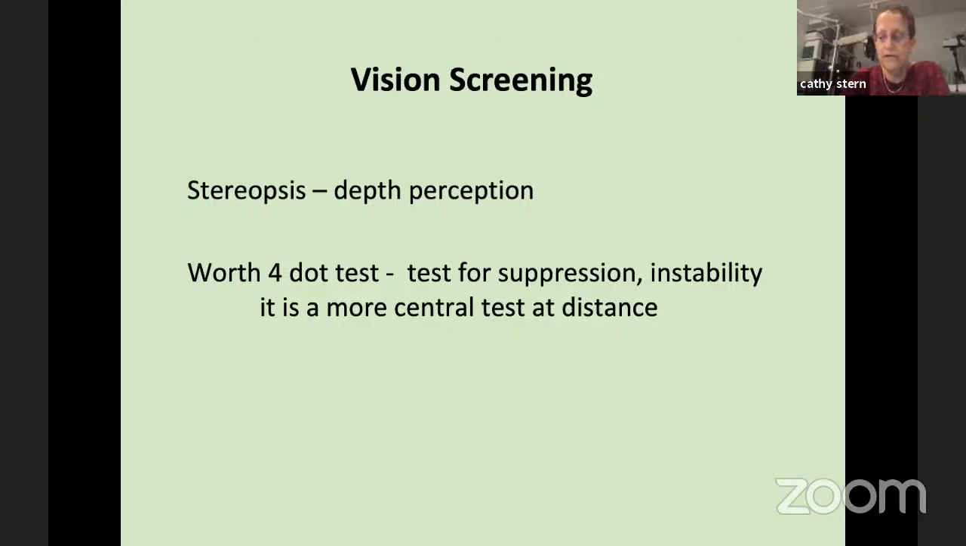We do want to often use the Worth 4-dot test. And if you're not familiar with it, I have a picture coming up. What I like to look for is not just suppression, but instability.